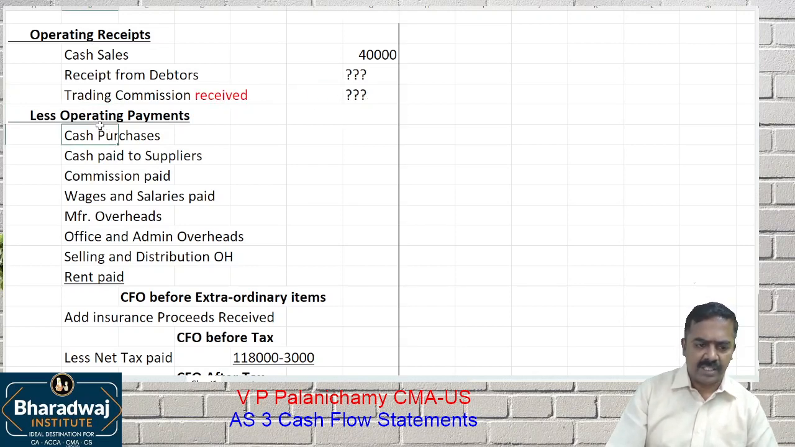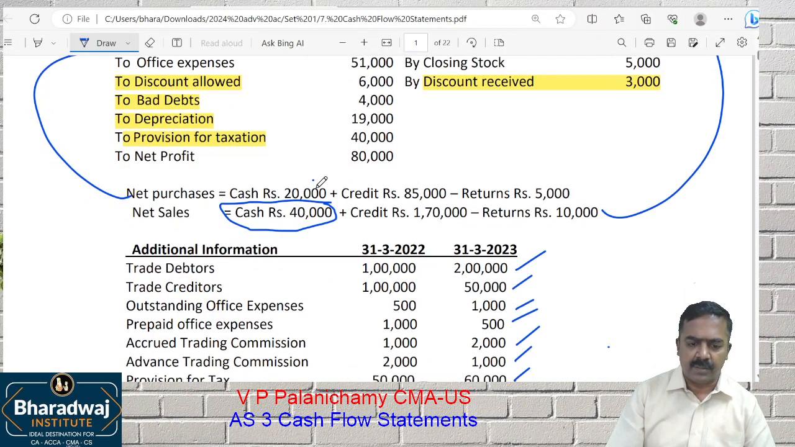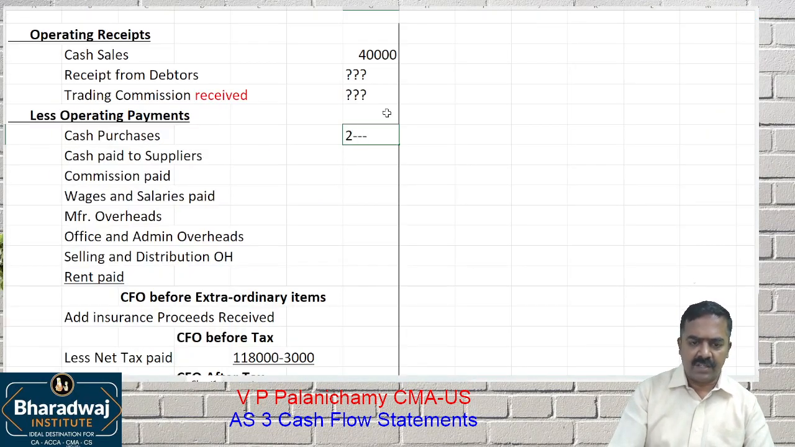Wait. Is cash purchases given in the question? Cash purchases, how much is given in the question? 20,000 is given in the question. We want paid to the suppliers. Paid to the suppliers means paid to the creditors.